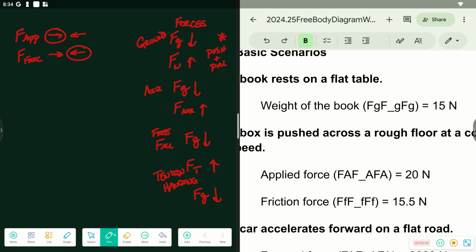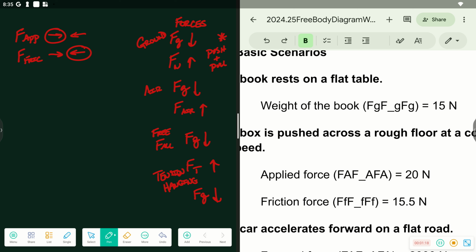When something is in the air, you're going to have the force of gravity pulling it down. You're going to have air resistance going against it, unless it's just in free fall, where the problem will say disregard air resistance. If something is in free fall, when you are drawing a free body diagram, the only force you need to include is gravity, and it's going down, okay?